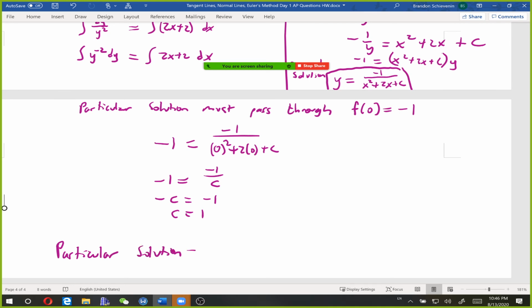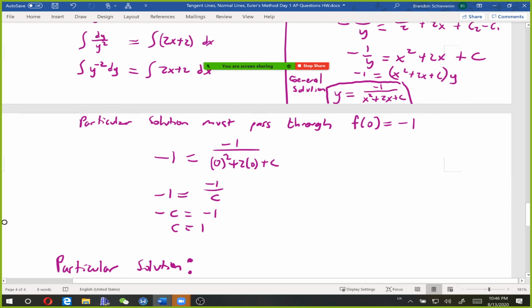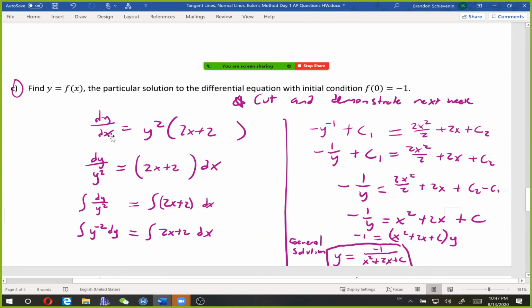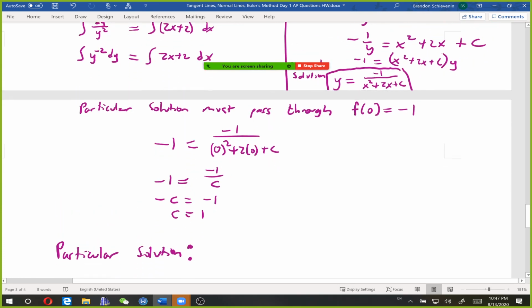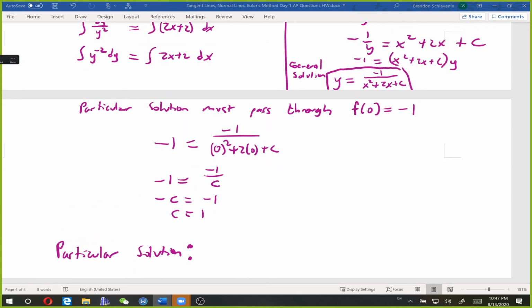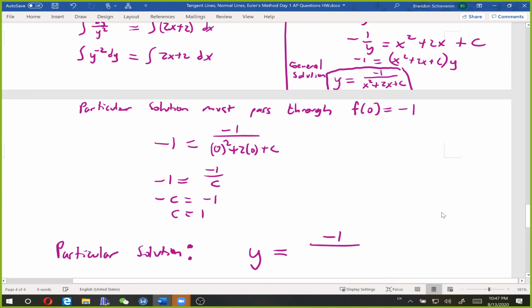Which means the only answer that would have our general form for the slope equals y squared times 2x plus 2 and passes through the point 0, -1 is this. I'm going to take our general solution here and plug in c equals 1. So y is equal to -1 over x squared plus 2x plus c, which is 1.